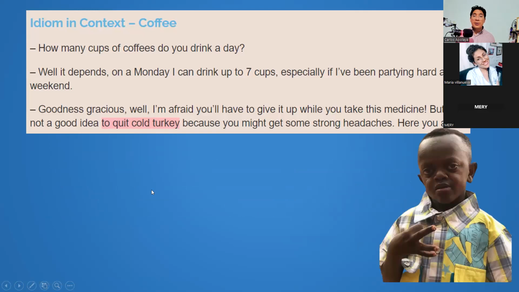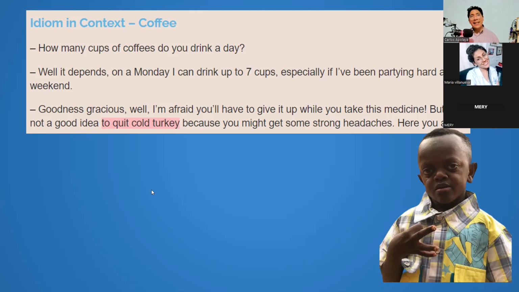So please, let me read this part. How many cups of coffee do you drink a day? Well, it depends. On a Monday, I can drink up to 7 cups, especially if I've been partying hard at the weekend. Goodness gracious. Well, I'm afraid you have to give it up while you take this medicine. But it's not a good idea to quit cold turkey because you might get some strong headaches. Here you are.